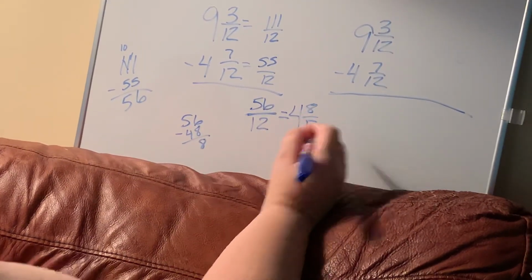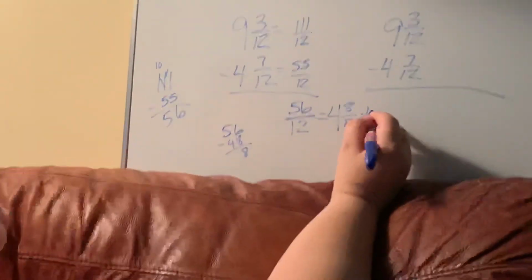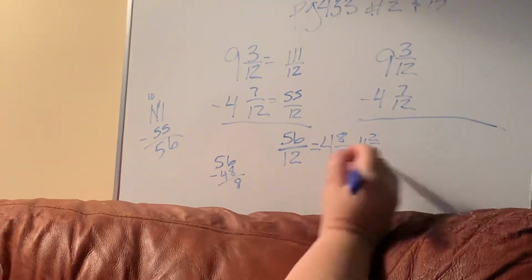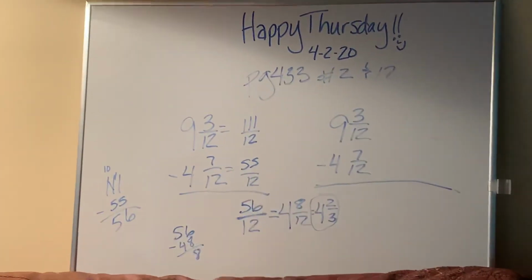8 over 12. Cannot leave it like this. Okay, what number will go into both 8 and 12? Well, 4 will. 4 will go into 8 2 times. 4 will go into 12 3 times. Okay, so there's your answer. We kind of got over here a little bit, but that's okay.